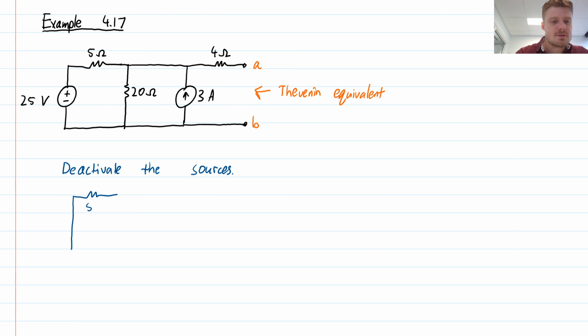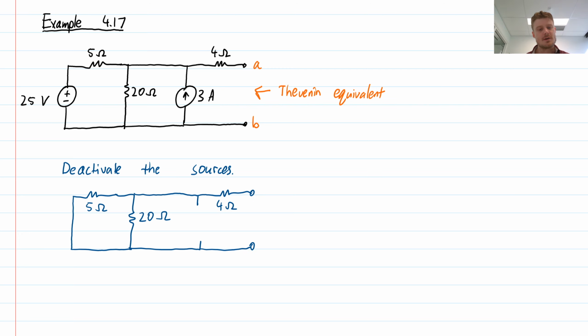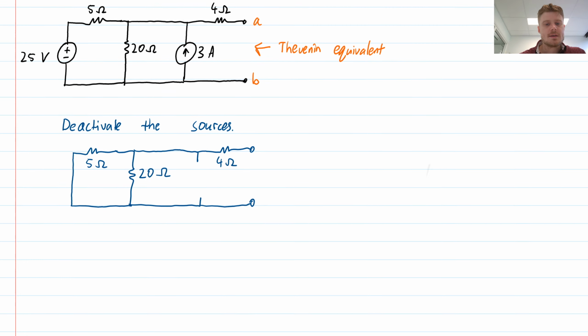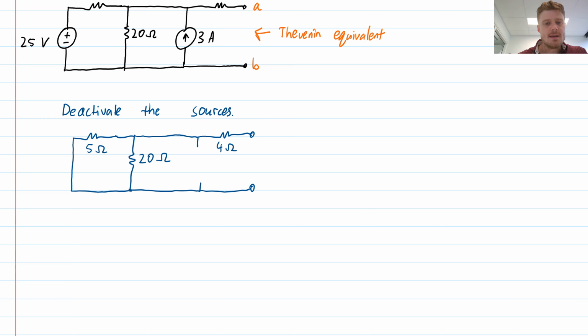I will continue drawing. So we had a 5 ohm resistor, a 20 ohm resistor. Then there was a current source, and remember, current sources just get replaced by an open circuit, so kind of nothing there. And that was a 4 ohm resistor, and then there were our terminals. So we're just left with a network of resistors that we then need to simplify. Looking into these terminals, A and B, I recognize that I have a parallel combination of resistors here, so I will need to simplify that parallel combination.